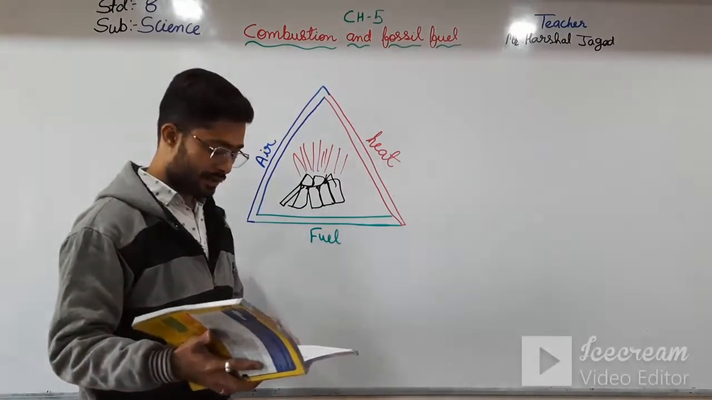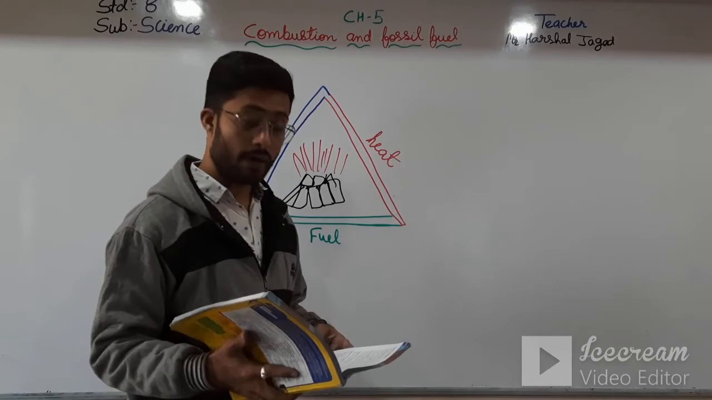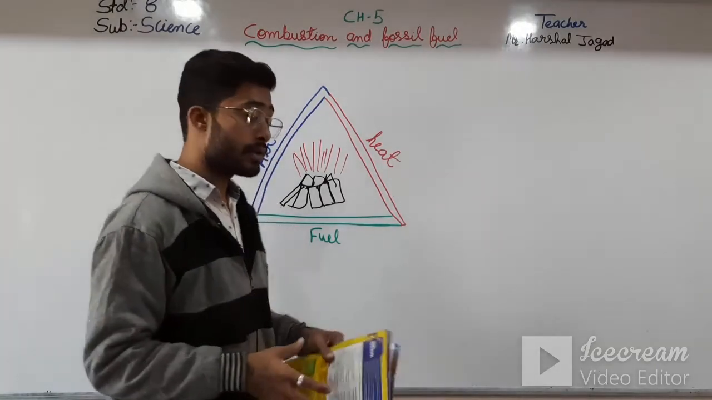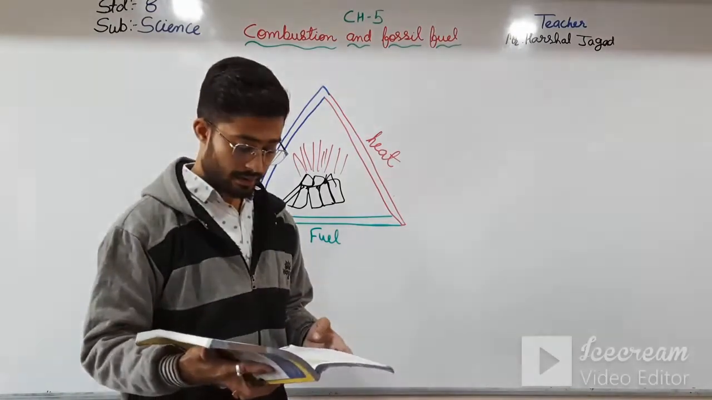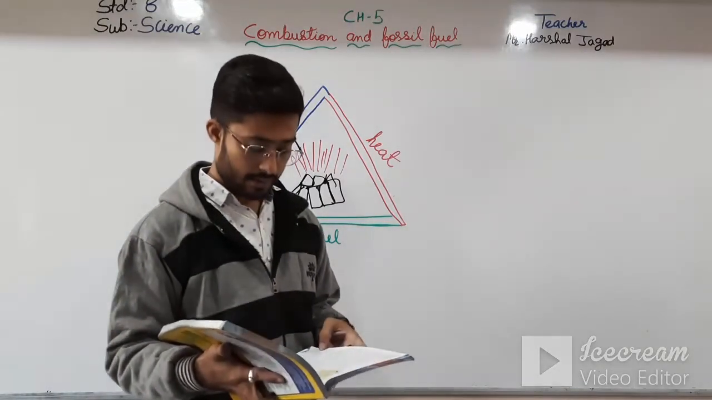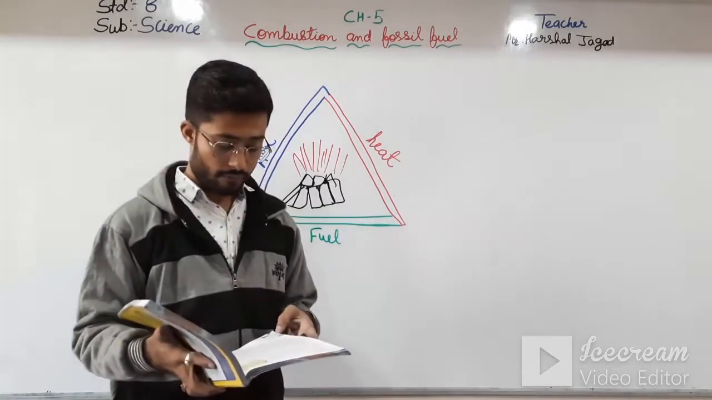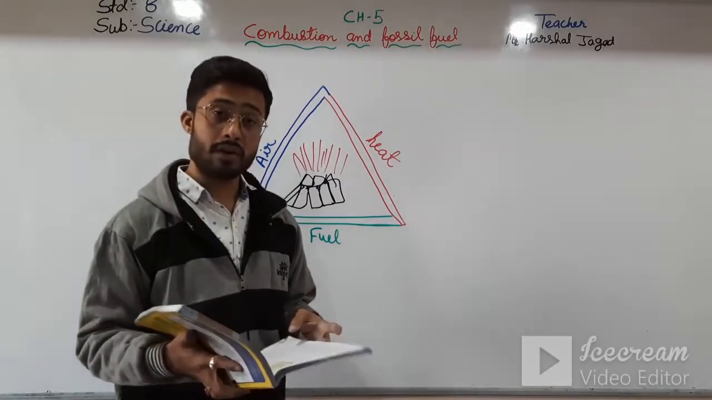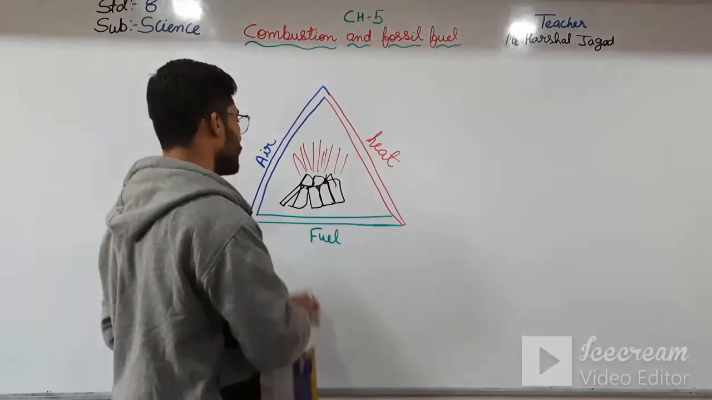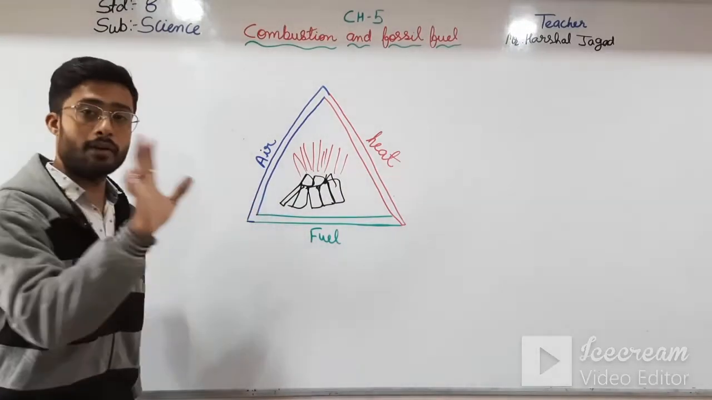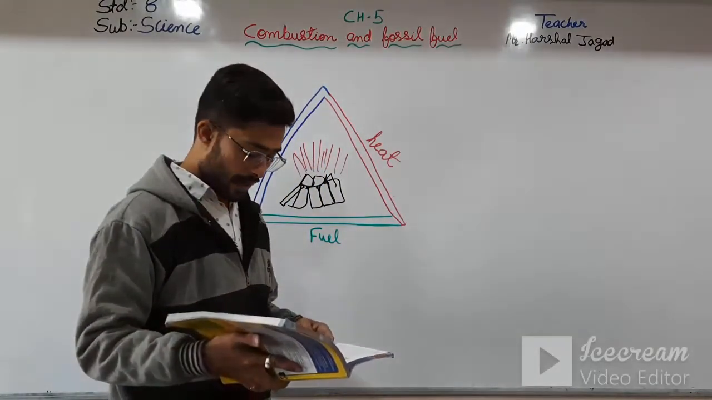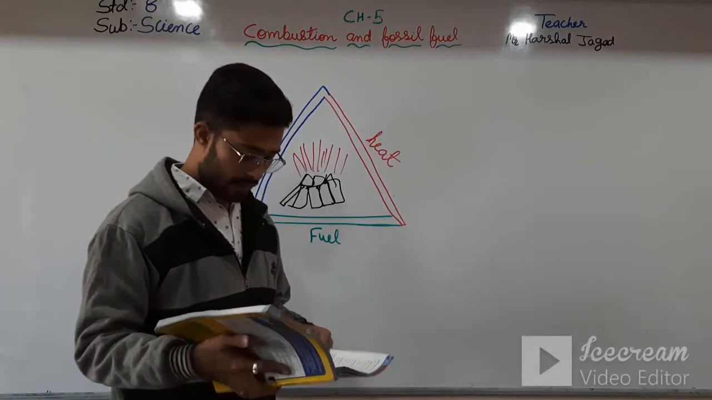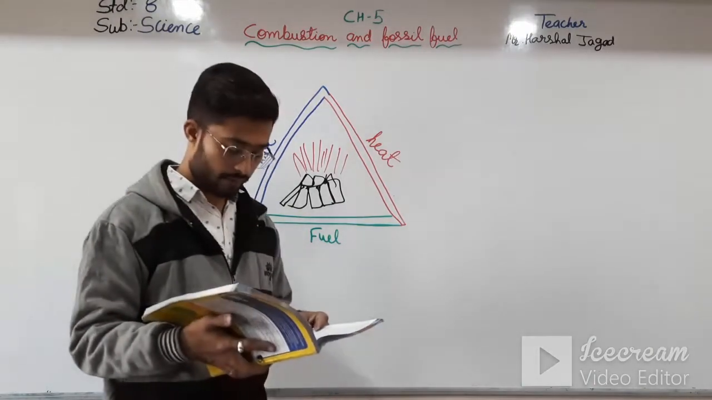Next condition, that is presence of a supporter of combustion. What is a supporter of combustion? See here, a combustible substance will not burn in absence of a supporter of combustion, that is oxygen. Without oxygen, which is in the air, it will not burn. So it is the supporter. An adequate supply of oxygen will maintain a steady combustion of a fuel.